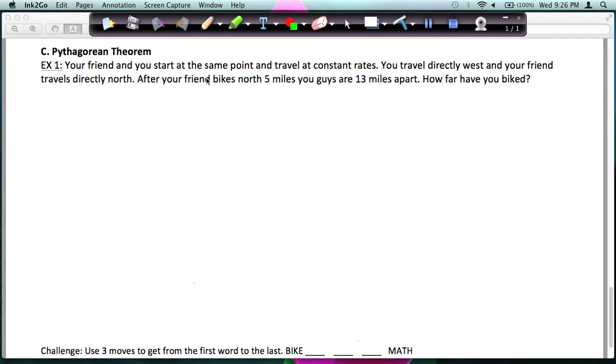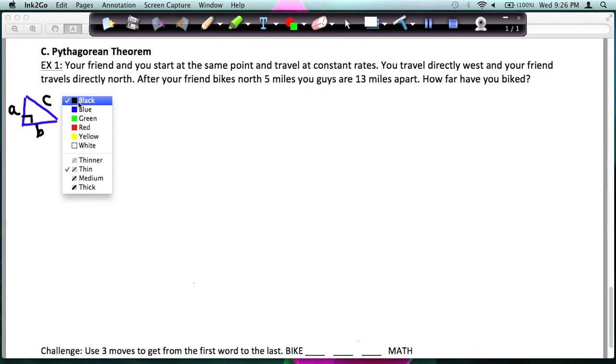The Pythagorean theorem. I just want to remind you the Pythagorean theorem says that if you have a right triangle, which means you have a 90-degree angle right here, and you have sides A and B, those are the two legs of the triangle. It doesn't matter where they are, they're just on either side of the 90 degrees. And then you have C, which is your hypotenuse.